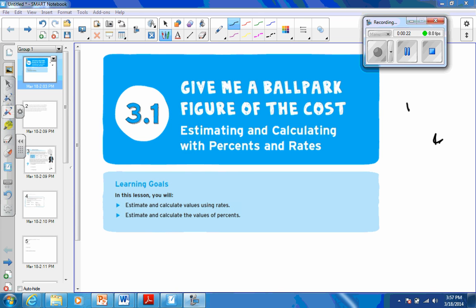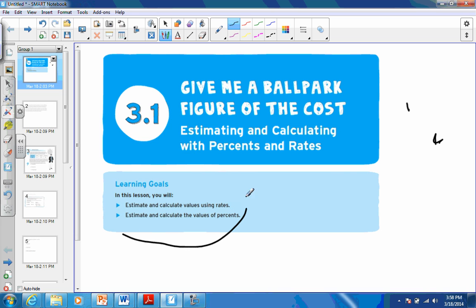So this lesson is called Give Me a Ballpark Figure of the Cost, and it's about estimating and calculating with percents and rates. Some of this you may have seen before, so it should be easy for you, and other parts of it may be new to you, and you may take a little extra work. So our learning goals in this lesson are: you will estimate and calculate values using rates, and you'll estimate and calculate the values of percents.